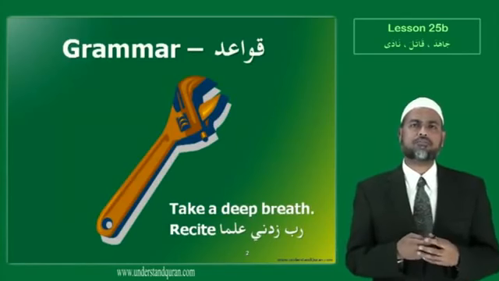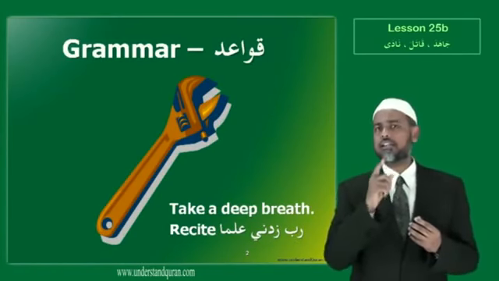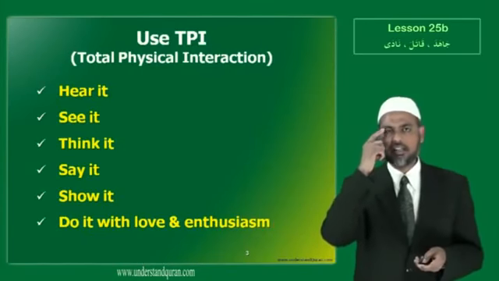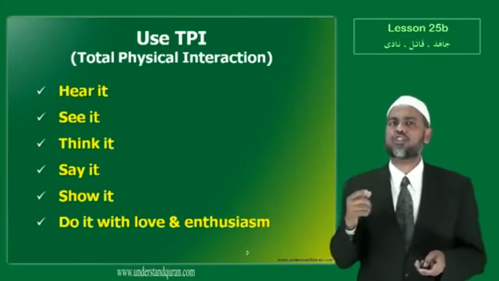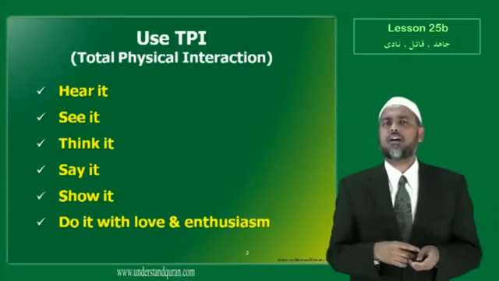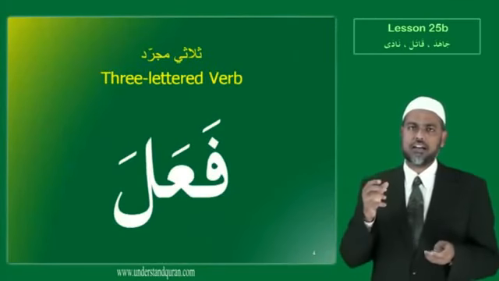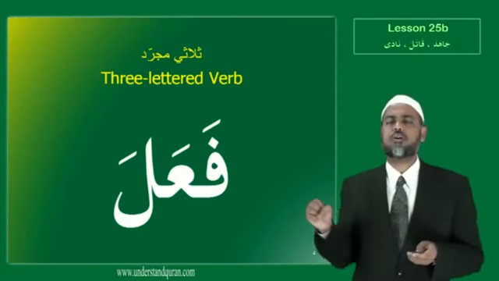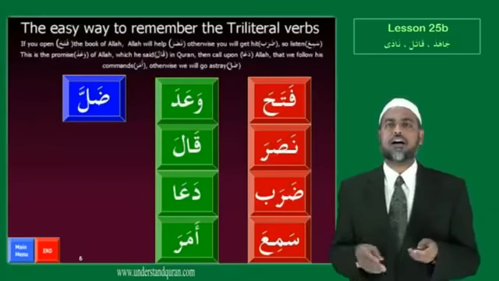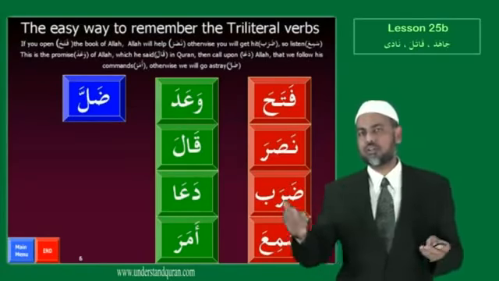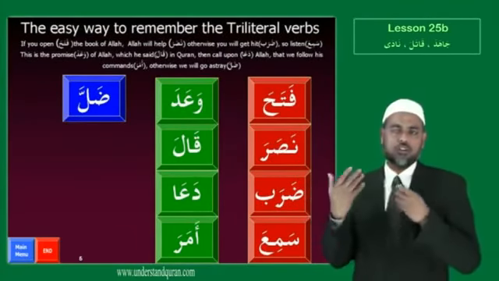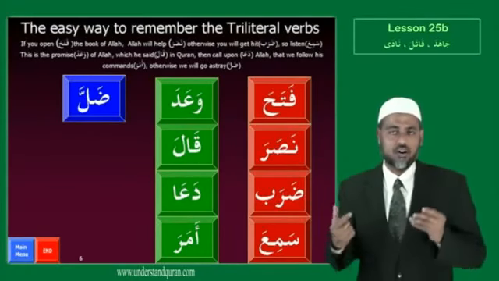Let us start grammar. You remember that we are learning all these grammatical forms using TPI. That is, hear it, see it, think it, say it, and show it, and do it with your heart, and do it in groups. We learned that fa'ala, the Arabic verb, is made of 3 letters. And we learned all the special forms, the 4 special patterns of this verb also. And we also told you how to remember that. I hope you remember it.